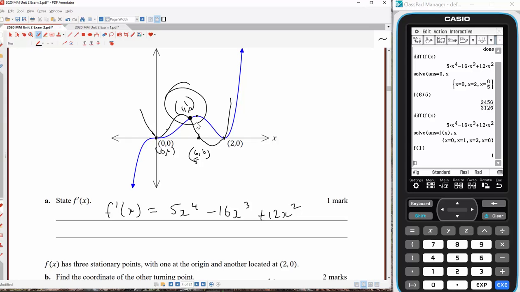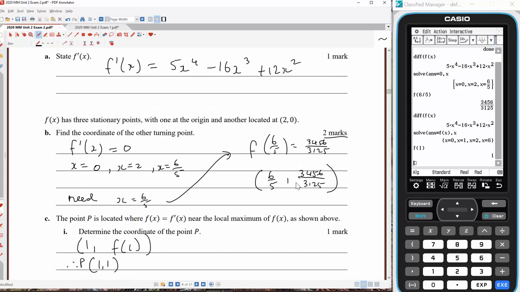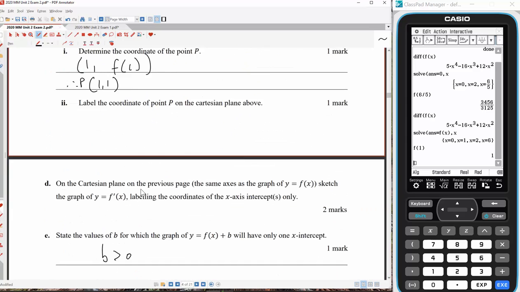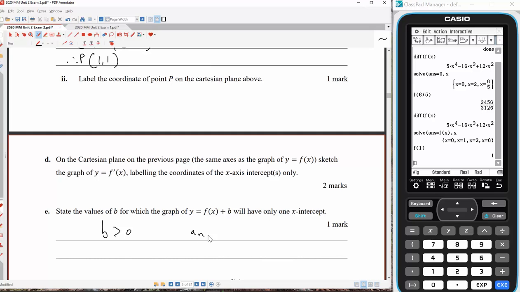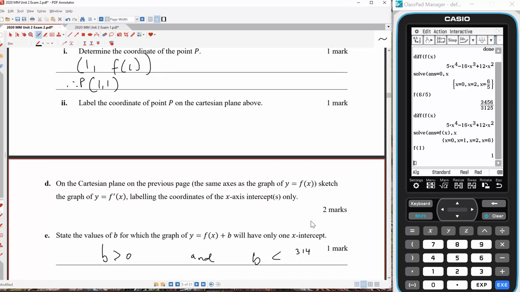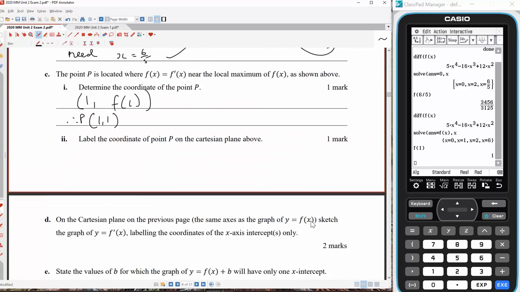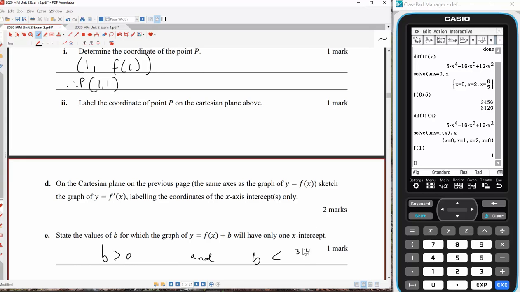Now the only other thing that we need to consider is if we bring it downwards. If we bring it down far enough so that this goes to this point here, basically this part here then becomes the only other x-intercept as well. So we need this answer here as well. Okay, so we're going to say b greater than 0 and b less than 3, 1, 4, what was it? 3, 4, 5, 6. It's really messy.